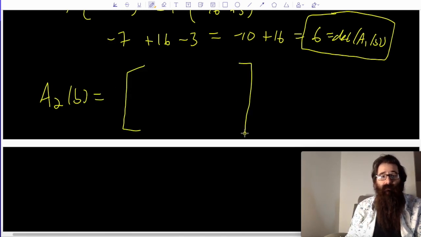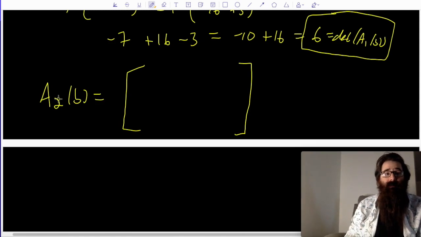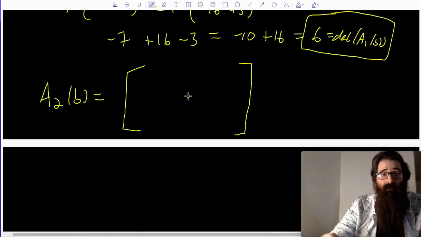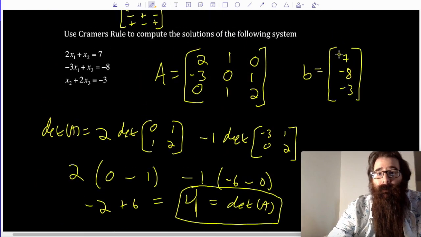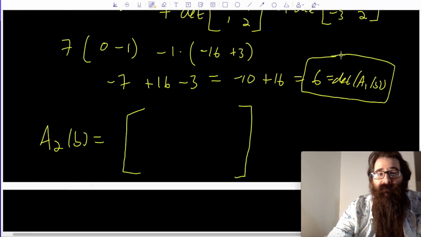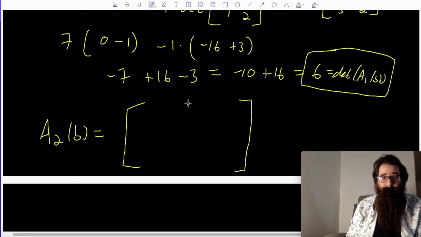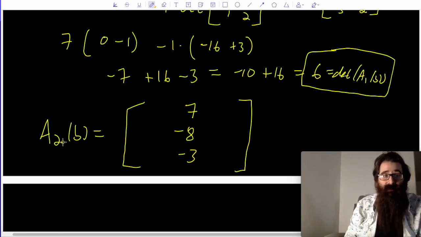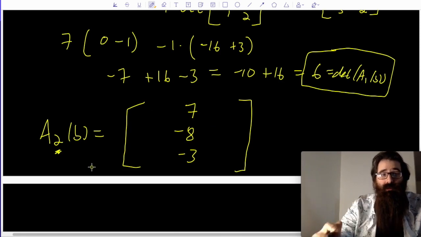So I have to build this matrix, but this is telling me to go to the second column of matrix A, right in the middle, since it's a 3 by 3 matrix, and replace that with the column vector B. What was that column vector B again? That was 7, negative 8, negative 3. But the rest of the matrix should stay the same. So column 1 and column 3 should be the same as it was in A. I'm only replacing column 2.